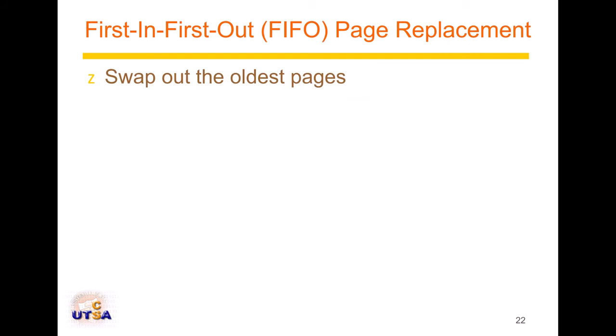Okay, the simplest replacement algorithm is known as the first in first out page replacement, and the whole idea here is basically when we get the pages, page 1, page 2, page 3, and when we need to replace one of the pages, we always pick the oldest page that was received, right?